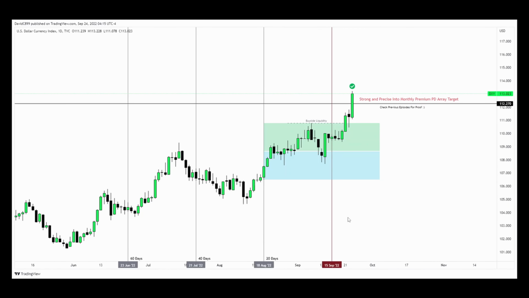Market outlook for the US dollar currency index on the daily time frame, strong and precise into my monthly premium PD array target. Check out my previous episodes and you can see that this 112.27 level on the monthly chart was my target for the last couple of weeks.